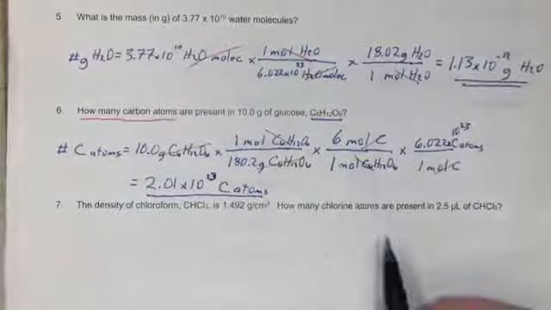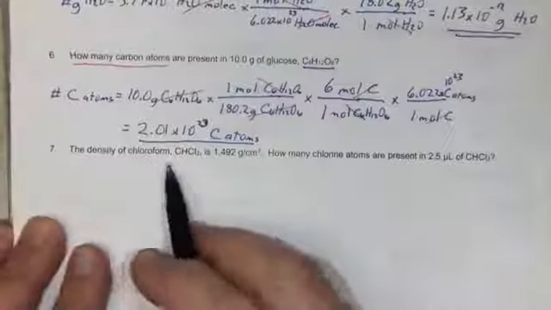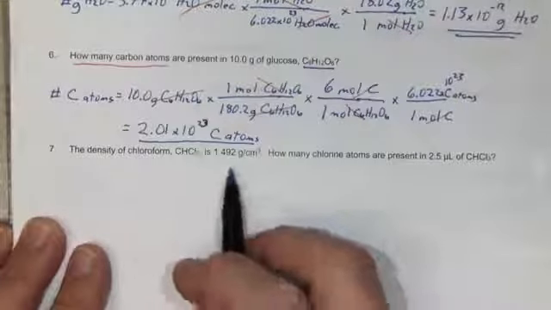So this has a mole-to-mole ratio. Okay, number 7 gives us the density of chloroform. CHCl3 is chloroform. This is the density.